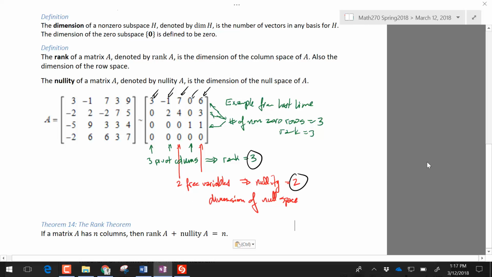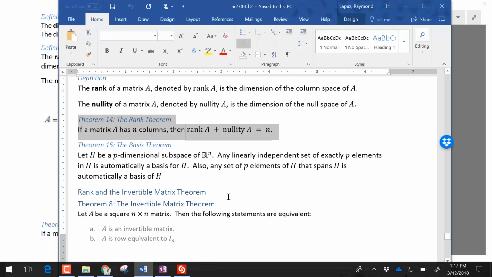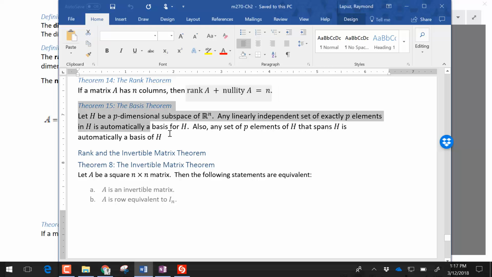All right. Rank, nullity, column space, row space, null space, and what else? The basis theorem. What does the basis theorem say?